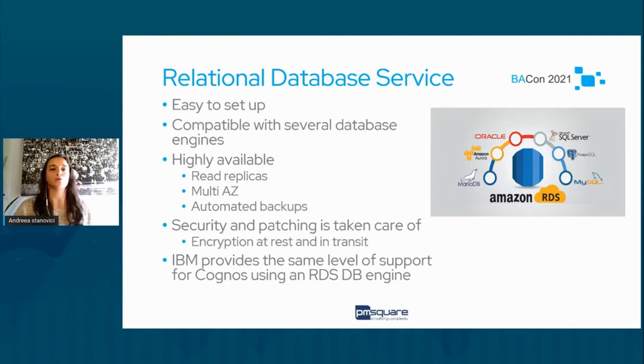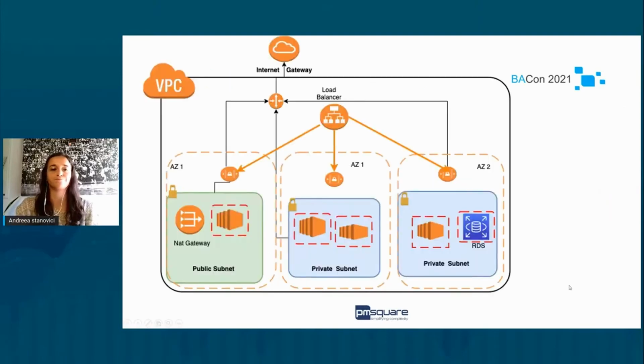However, if there was an issue with the underlying infrastructure, because RDS is a managed service, Amazon would be in charge of handling and making sure that the instance is up and running, which also means minimal downtime. The application will flow as smoothly using the database engine. So IBM does provide the same level of support.